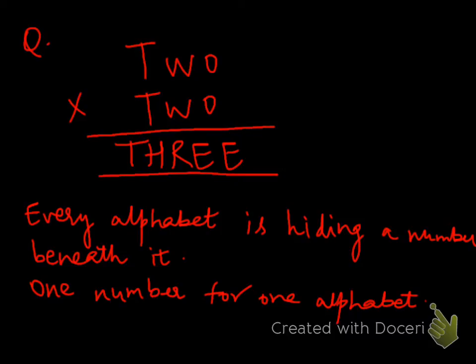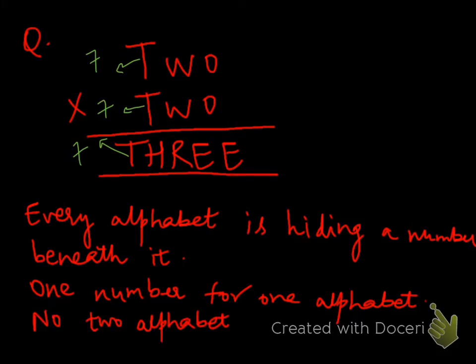For example, if T was hiding, let's say, 7, then this T will also be 7 and this T will also be 7. And the next condition, which is pretty straightforward again, is that no two alphabets can hide the same number. Continuing with the example, if T is hiding 7, W cannot hide 7. W can be anything but 7.